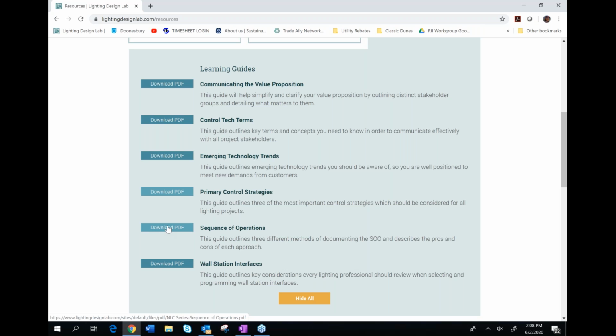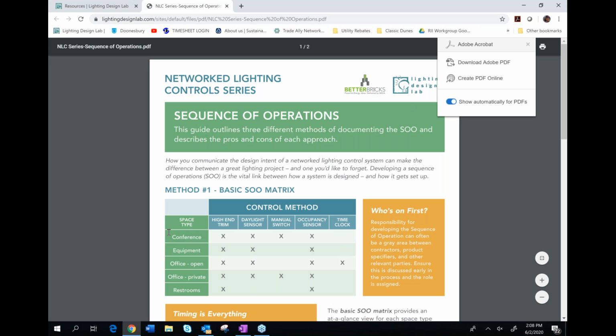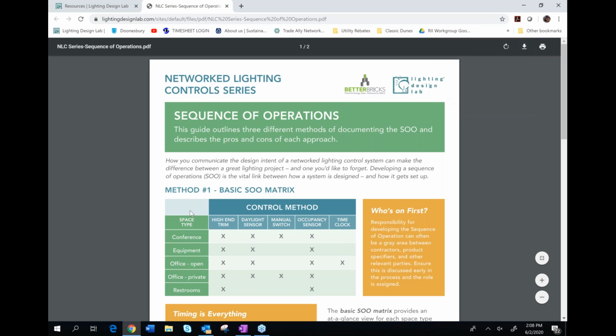It seems like as soon as we start talking about specific control methods like high-end trim or occupancy, we have to have some sort of way to make sense of it all, right? So what's going on in this sequence of operations learning guide? So the guide as a whole highlights a few methods of how you can explain how a system is programmed, how a system is going to be controlling the environment it's in.